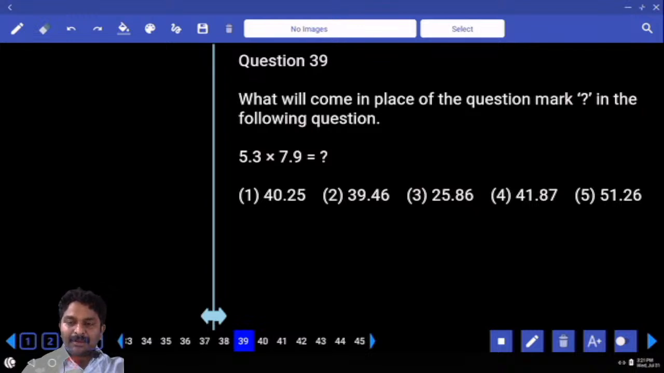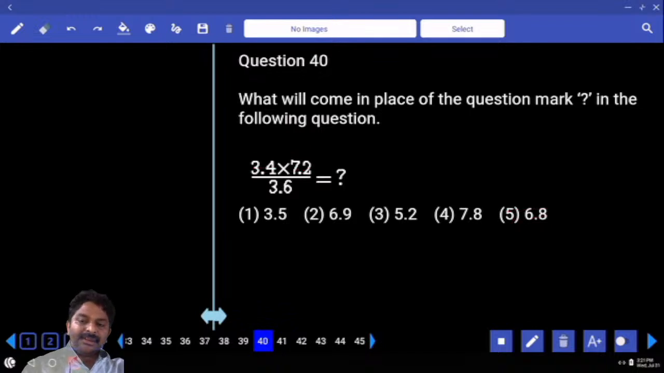Right. After the decimal, how many digits should come? After the decimal, the original numbers have 1 digit each. So the product should have 2 digits. 9 threes. The answer should end with... There is only one option. 3.6 exactly 2 times. 6.8.